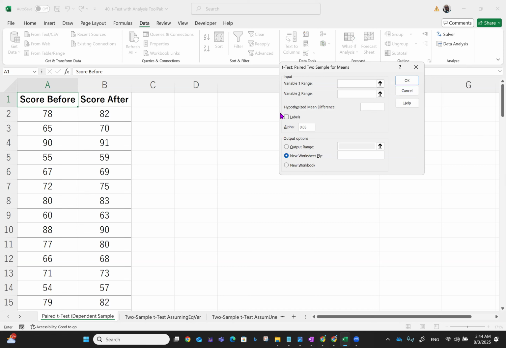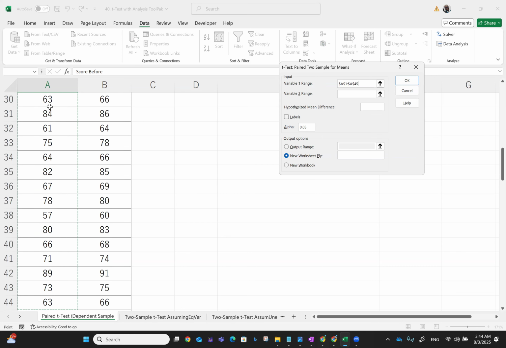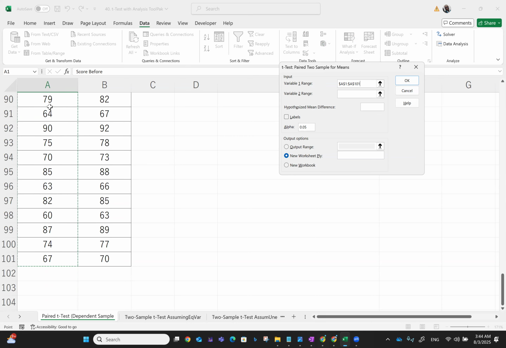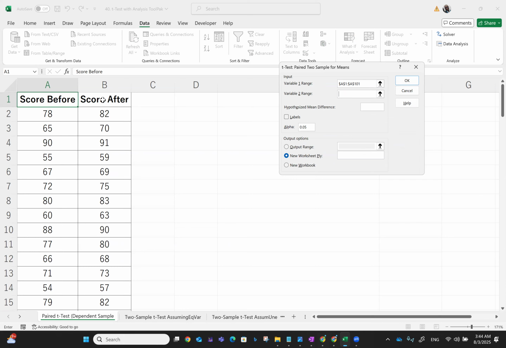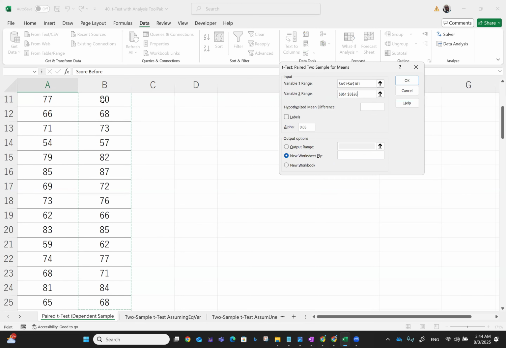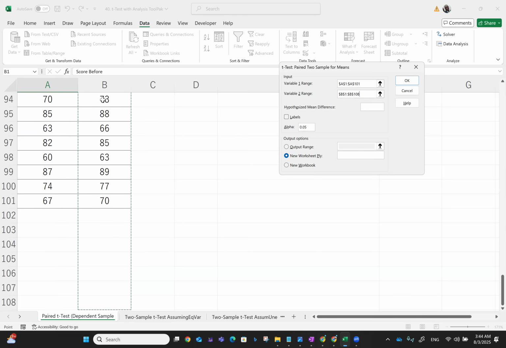Now it tells you Variable 1 Range. That's the scores before. You can click from the very beginning to the last, or you can also type the address directly. That's A1 to A101, locked down using the $ sign. For the second set of variables, you also come here and highlight everything all the way down, just to capture the cell address. So now you have A1 to A101, then B1 to B101 for Variable 2 Range.